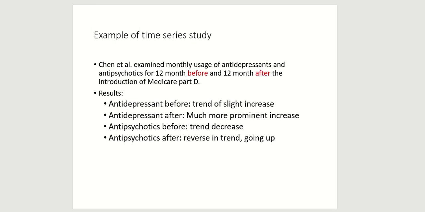Example of time series: Chen et al. examined monthly usage of antidepressants and antipsychotics for 12 months before and 12 months after the introduction of Medicare Part D. In their results, they found that for antidepressants before, the trend was a slight increase, and after, a much more prominent increase. For antipsychotics before the implementation of Medicare Part D, the trend was to decrease, and after there was a reversal in trend and it started going up.